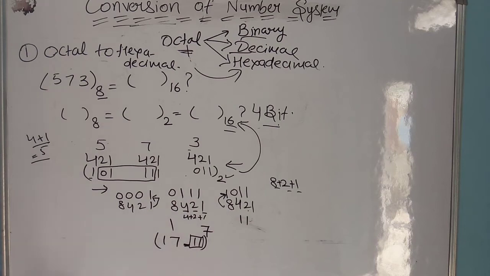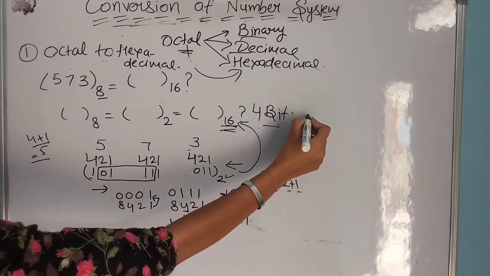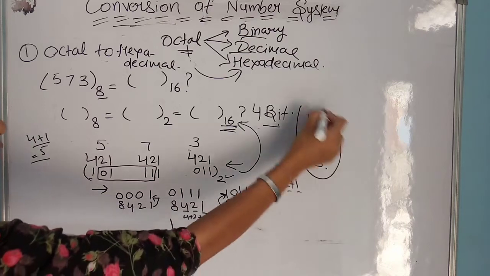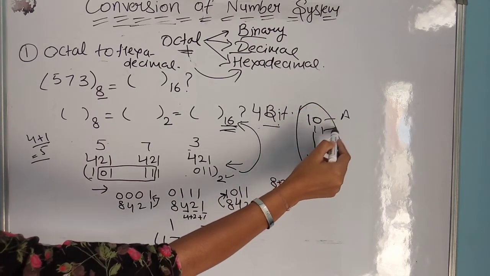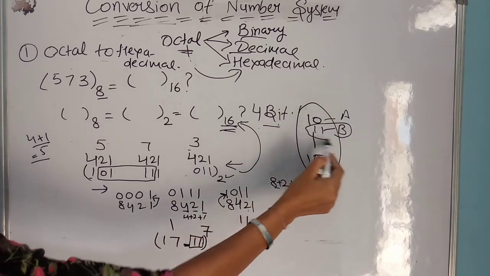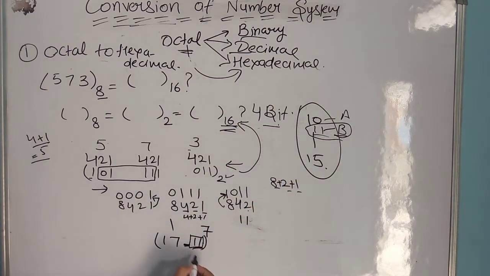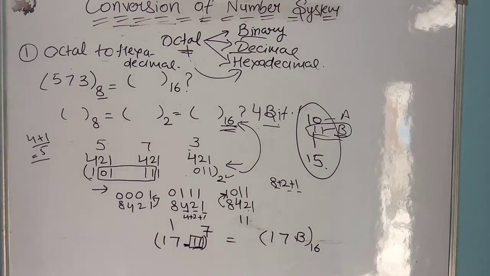So now we replace the 11 with an alphabet. We use alphabets from 10 to 15. Okay, so from 10 to 15 we use alphabets. So 10 denotes A, 11 denotes B. So now we have 11. Okay, we have 11. So 11 is replaced by B. So now the number is 17B, and its base is 16, because it is a hexadecimal number.